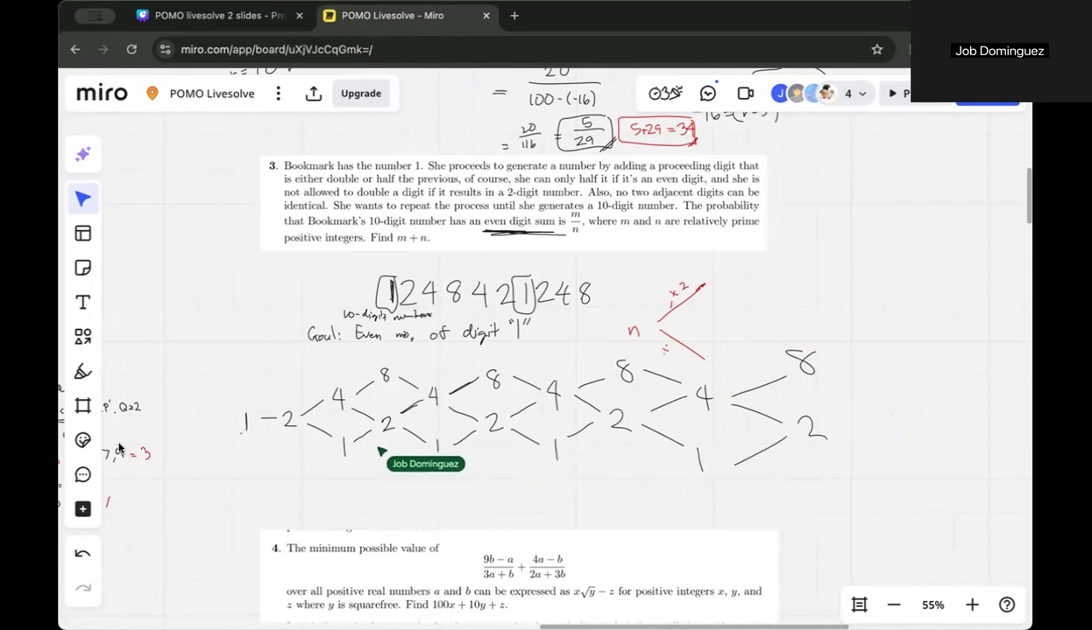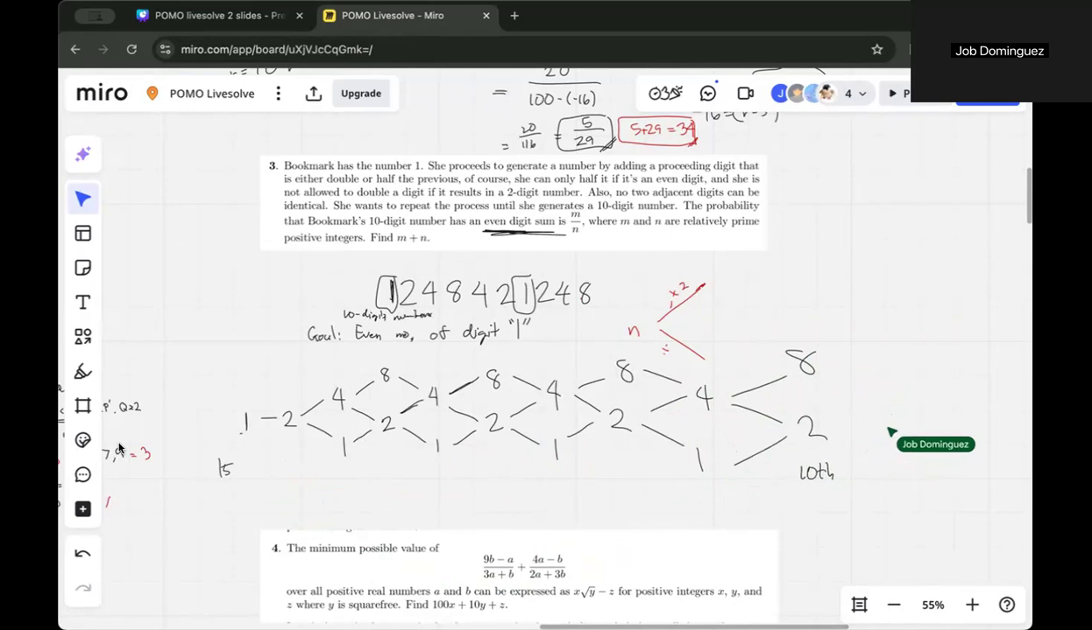This will be the first digit. 2, 3, 4, 5, 6, 7, 8, 9, 10. Yes. This will be the first digit, and this will be the 10th digit. Right? So we basically made a graph of this already.